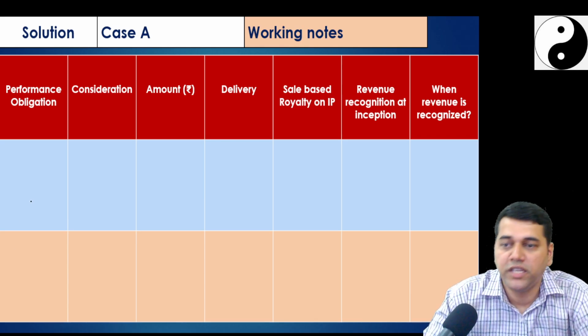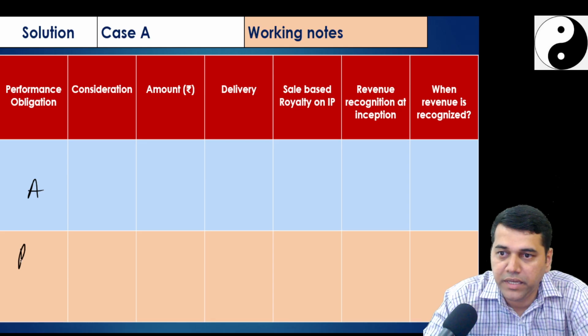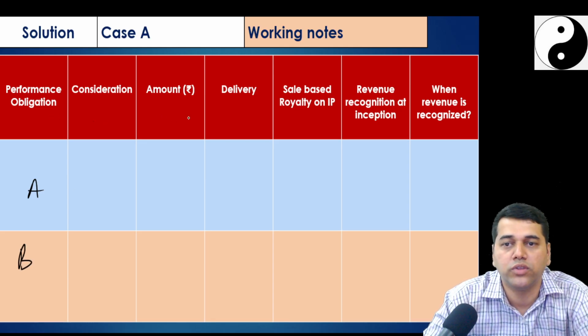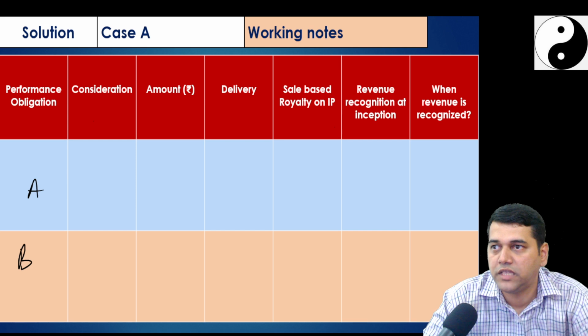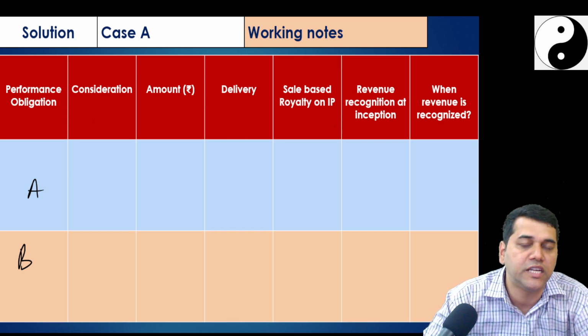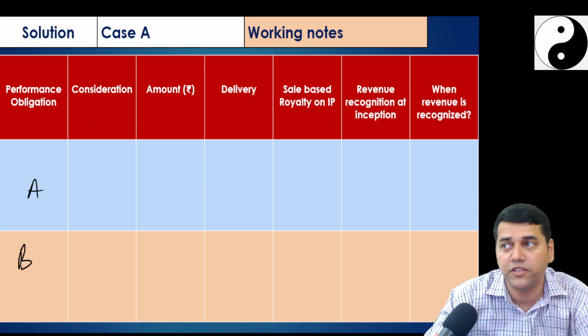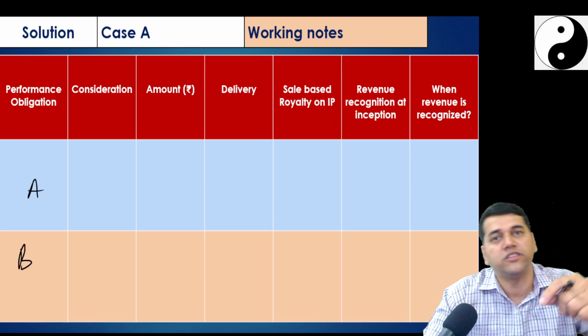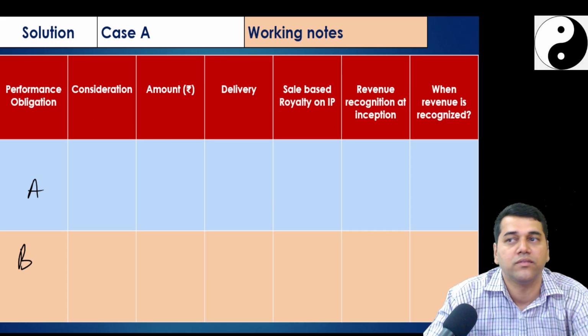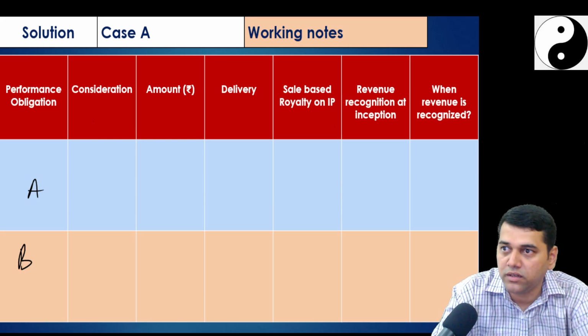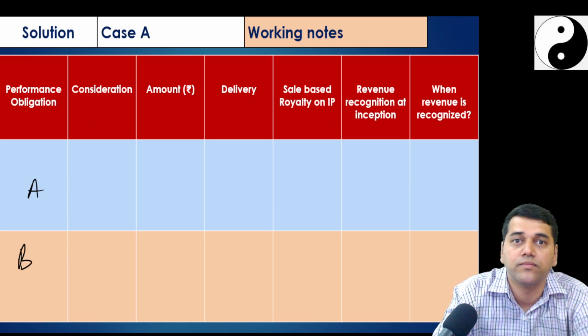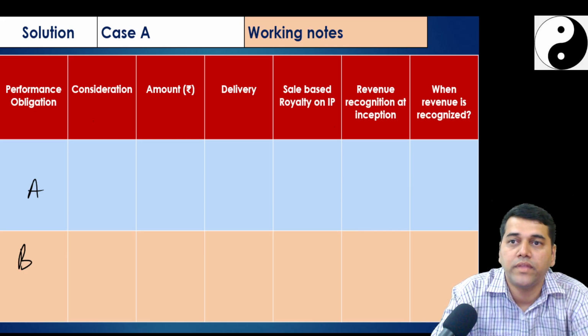So you have got two performance obligations, A and B. Have 7 columns: column 1, 2, 3, 4, 5, 6, 7. If this question comes in the examination, it may come as the same story with a difference in the numbers, because this question is confusing in itself. That's why just do this working, things will be crystal clear to you. Then you can write the theory.